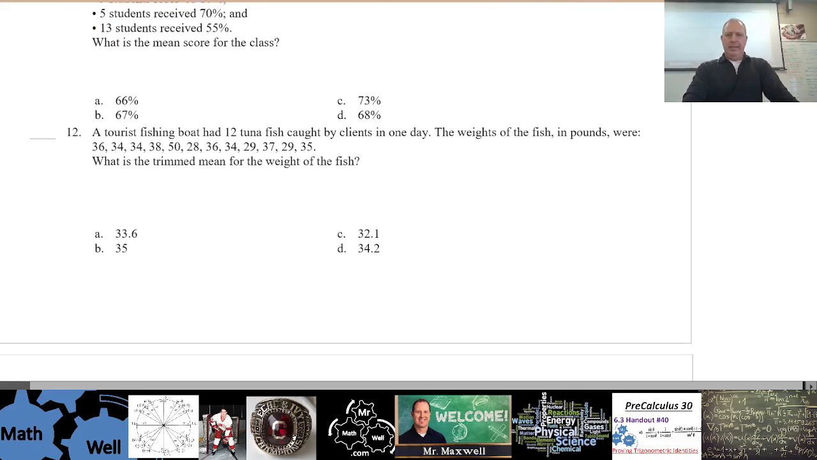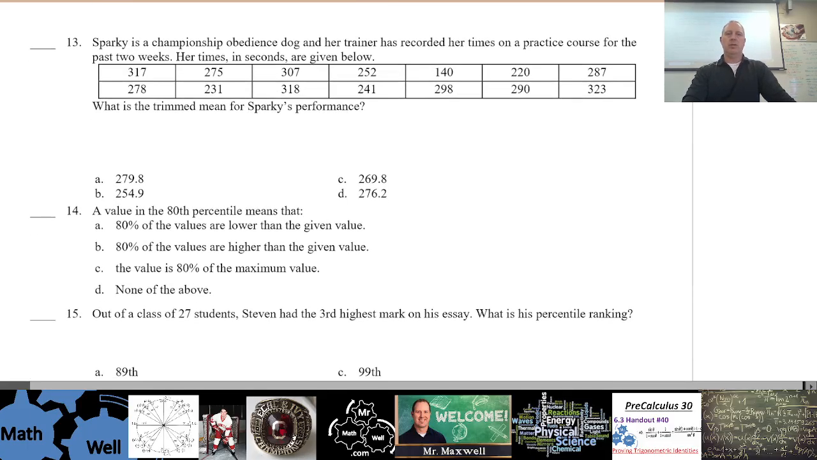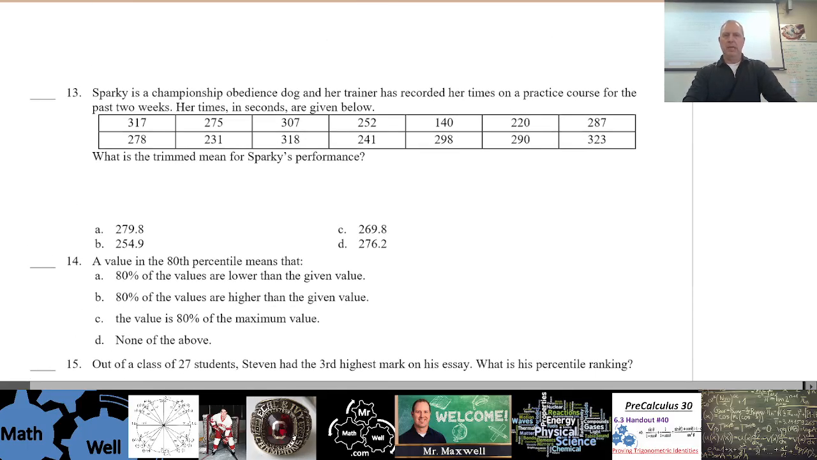Okay, let's see. Another trimmed mean question. We know how to do those. Trimmed mean, okay. Now, if you have to take off more than one off the top or more than one off the bottom, you have to take the same number from the other end, right? So just remember that. Might be tough to tell. Of course, for the past 2 weeks, the trimmed mean. So look at number 13.